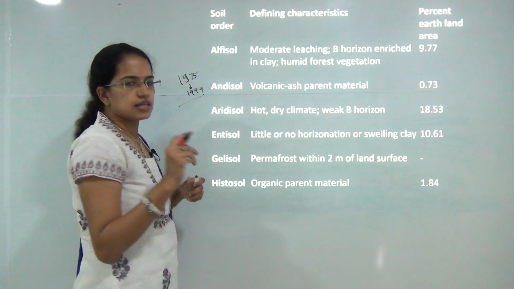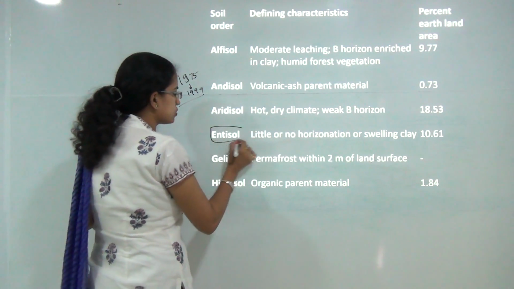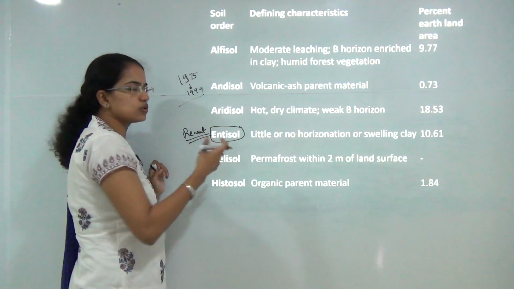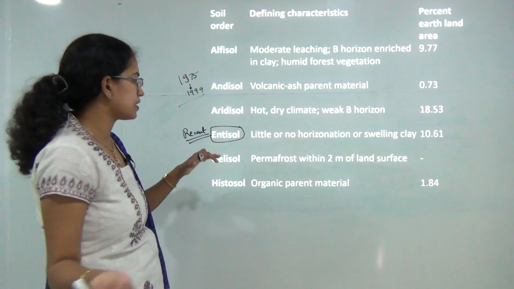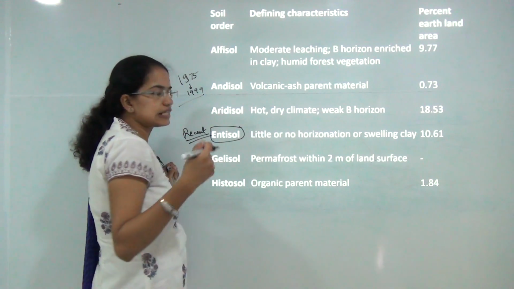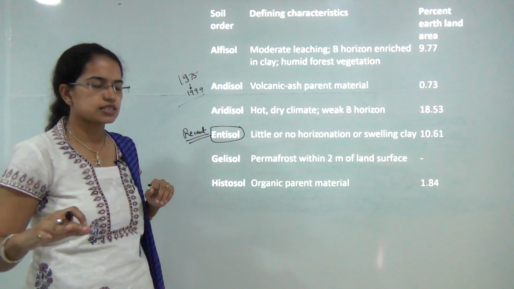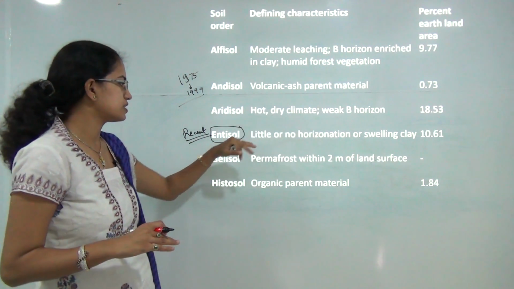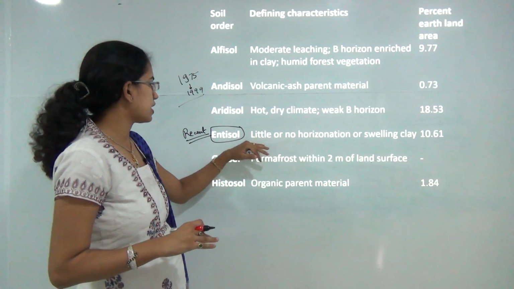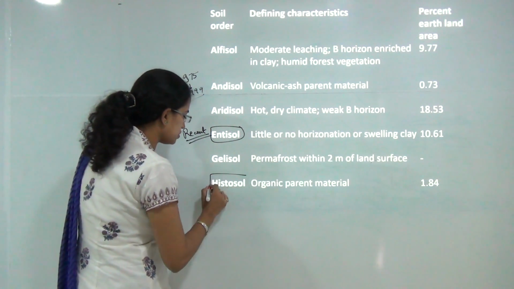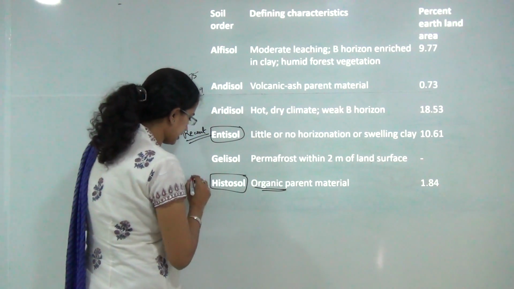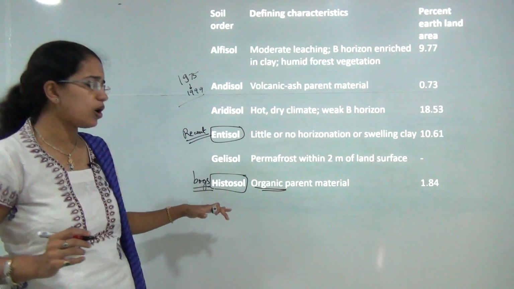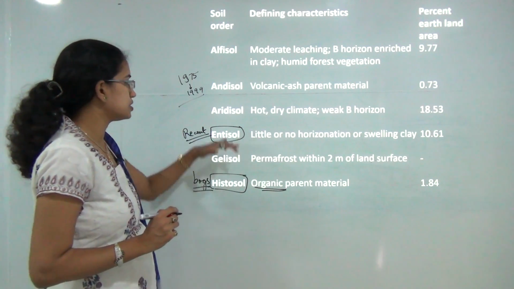Now some of these, by the name they are very clear. Entisol is a kind of recent soil. A modification of Entisol would be Inceptisol, which we would be covering. Since it's a very recent soil, there is no proper horizonation, similar to the azonal classification that we have discussed. There is a lot of swelling of the clay. Then you have histosols, which have a lot of organic content, usually found in the bogs. So bogs have a high concentration of histosols.